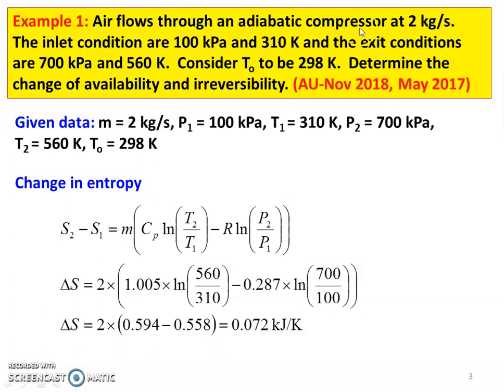So for the adiabatic compressor, s2 minus s1 equal to m into cp into logarithmic of T2 by T1 minus R into logarithmic of P2 by P1. Substituting, delta s equal to 2, mass equal to 2 kg, cp for air 1.005 into logarithmic of 560 by 310 minus 0.287 into logarithmic of 700 by 100. Calculating, delta S equal to 2 into first term 0.594, second term minus 0.558, equal to 0.072 kilojoules per Kelvin. So, change in entropy is 0.072 kilojoules per Kelvin.